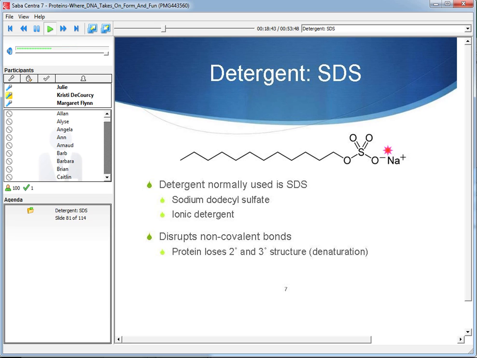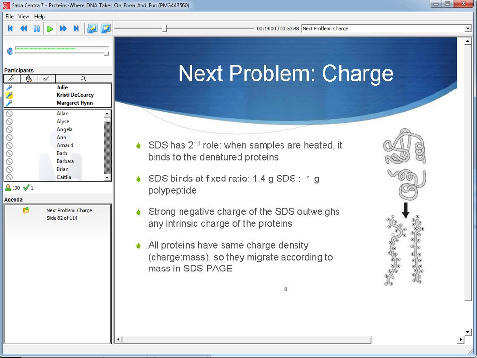And what this does is it disrupts the non-covalent bonds, for example, the hydrogen bonds within the molecule. So in the presence of heat, this is going to disrupt and basically denature the proteins and get rid of that secondary and tertiary structure. The other really cool thing that this does is it also deals with the issue of charge. Remember we said that proteins have either a positive charge, a negative charge, or depending on the pH, no charge at all. So you have to do something so that they will migrate to the positive electrode and separate by size. And SDS plays a role in that.